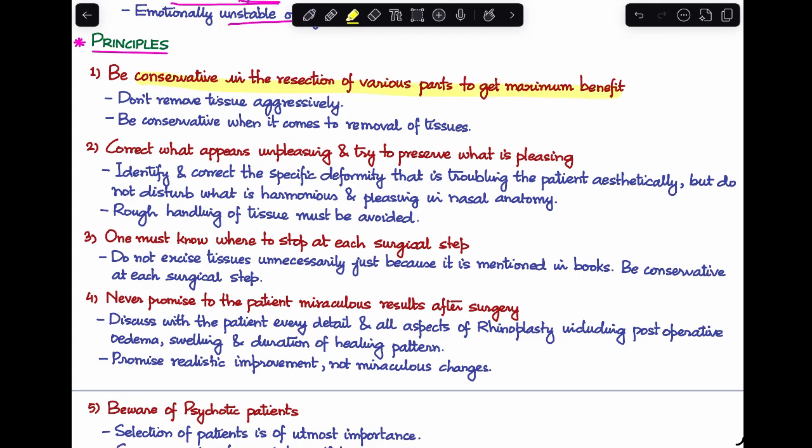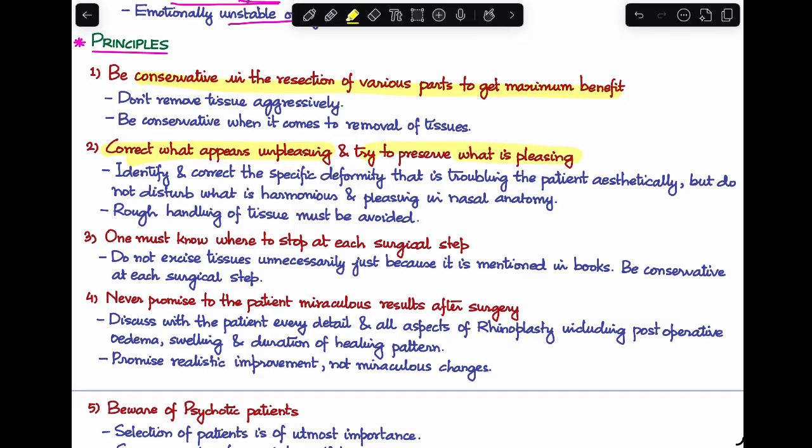to get the maximum benefit. We should be very careful not to remove tissue aggressively. Be conservative in our approach. Only remove what's absolutely necessary. So, this is our first principle. Be very conservative in our approach to dissecting tissues out and try to get the maximum benefit out of minimum removal of tissues. Second is correct what is appearing unpleasing and try to preserve what is pleasing.